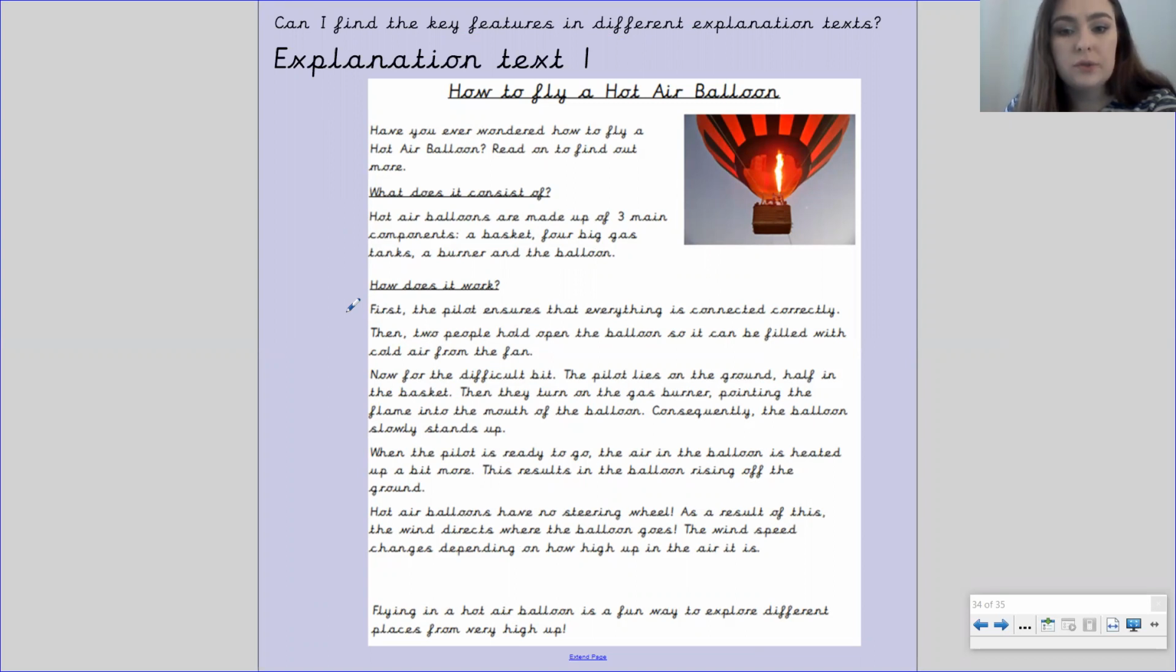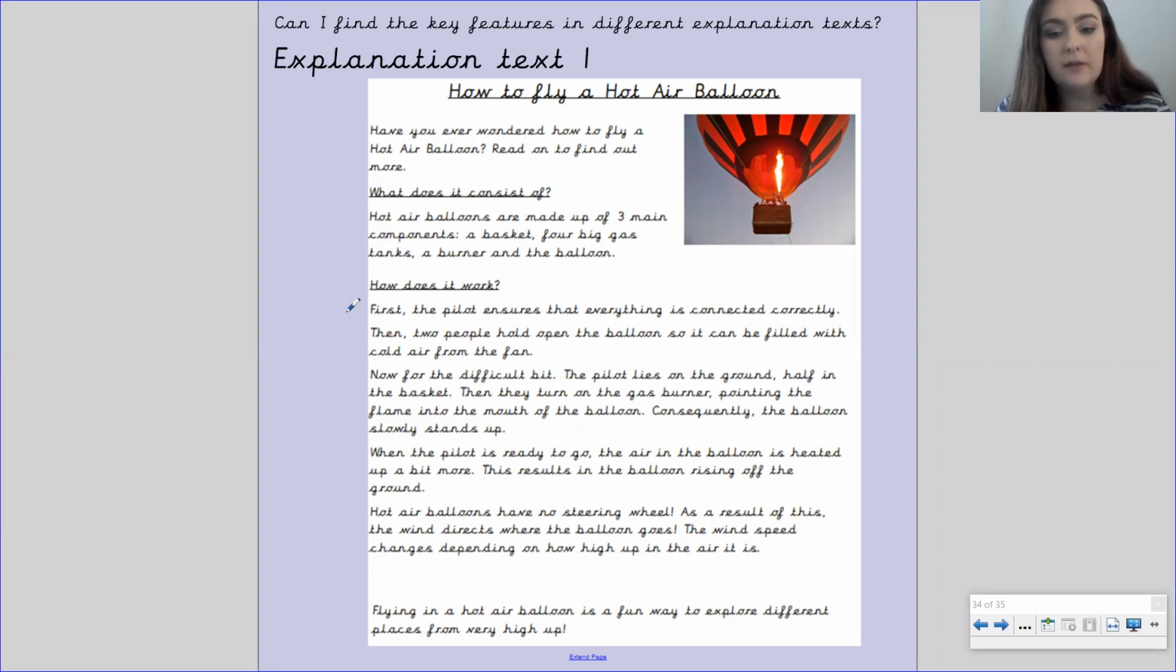First, the pilot ensures that everything is connected correctly. Then 2 people hold open the balloon so it can be filled with cold air from the fan. Now for the difficult bit. The pilot lies on the ground, half in the basket. Then they turn on the gas burner, pointing the flame into the mouth of the balloon. Consequently, the balloon slowly stands up. When the pilot is ready to go, the air in the balloon is heated up a bit more. This results in the balloon rising off the ground.